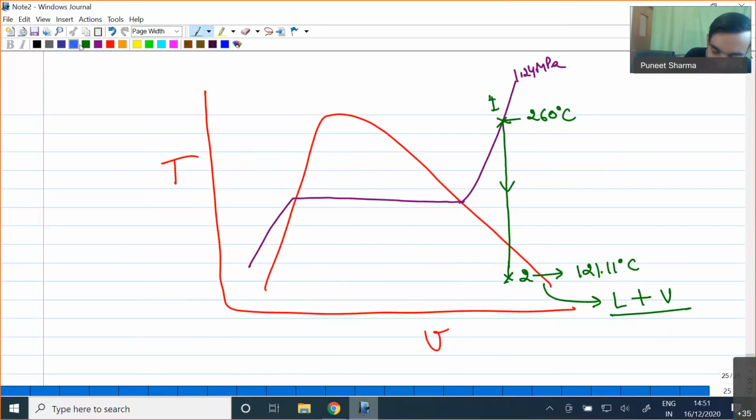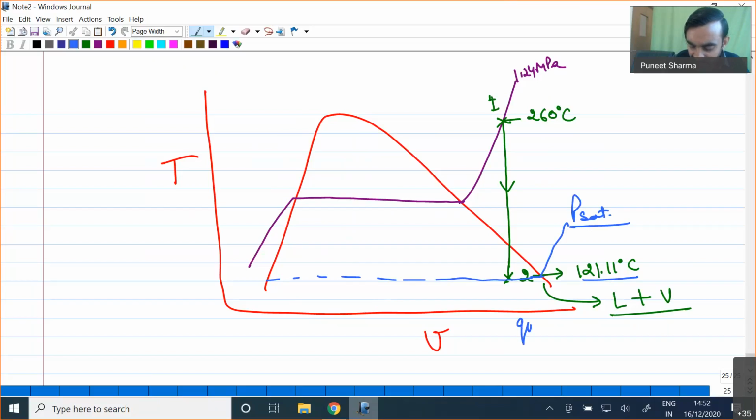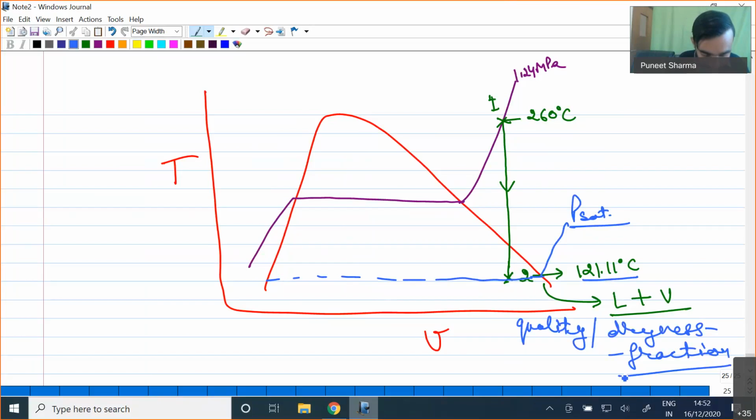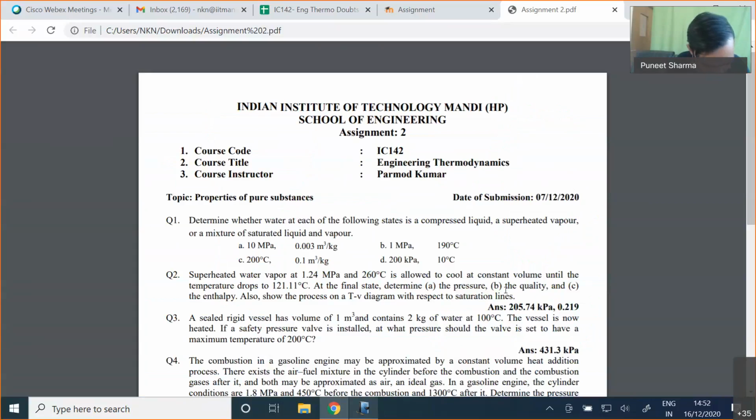Now if you pass any pressure line, if you locate at this particular temperature, what is the saturation pressure, that will be your pressure. And if you know the saturation properties, then obviously you will be able to determine the quality. Quality is nothing but a synonym for dryness fraction. We say many times our dryness fraction of the steam as the quality. So quality will also be coming, and enthalpy is also easy to determine. Is this question clear?